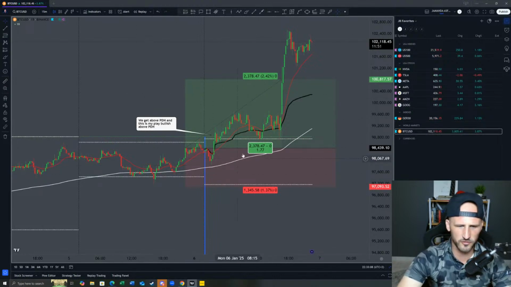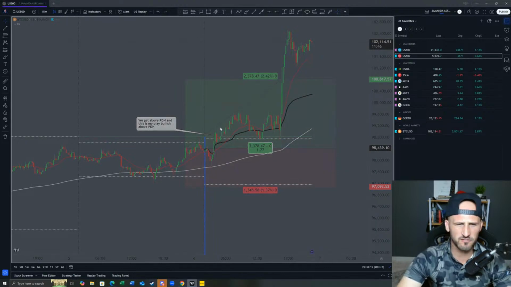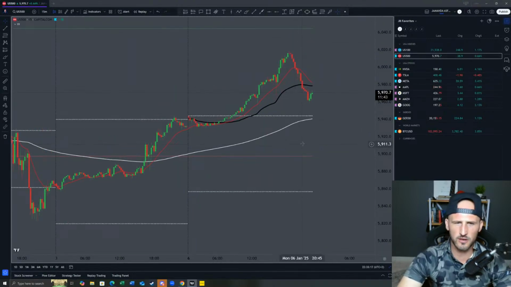You can see off the 200 EMA on the 15-minute chart, breaks above previous day's highs again. Pretty simple. Breaking above previous day's highs, same as what we did on the S&P.